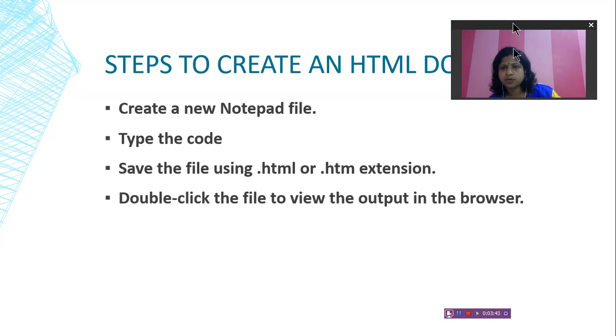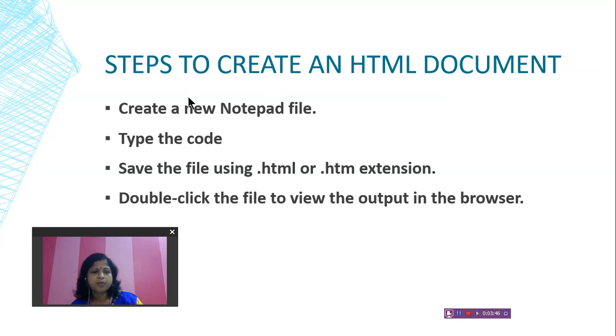Steps you must know, and some of you may forget. So, steps to create an HTML document. All of you know, for creating an HTML document, type the HTML codes in a notepad. So create a new notepad file, type the code, save the file using .html or .htm extension. Double click the file to view the output in the browser. If it is not visible and you cannot double click, then you right click on that file and open with any browser you select. Okay, both the options you can use.